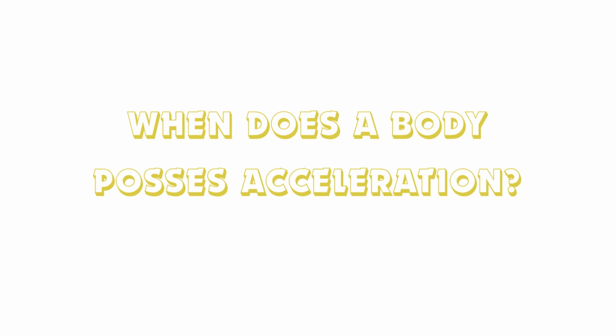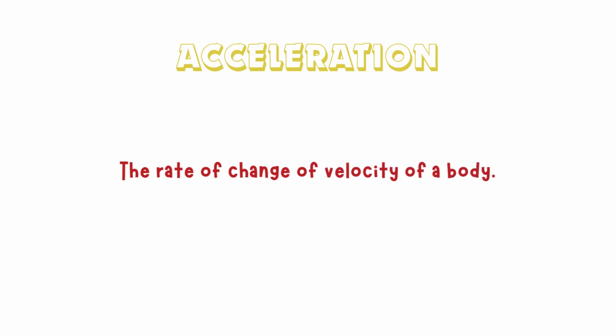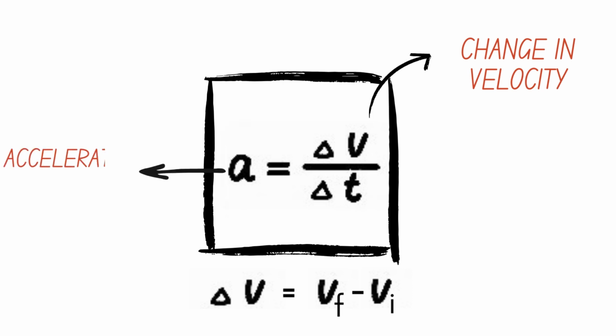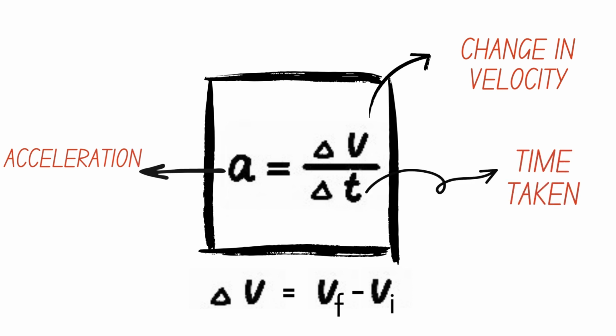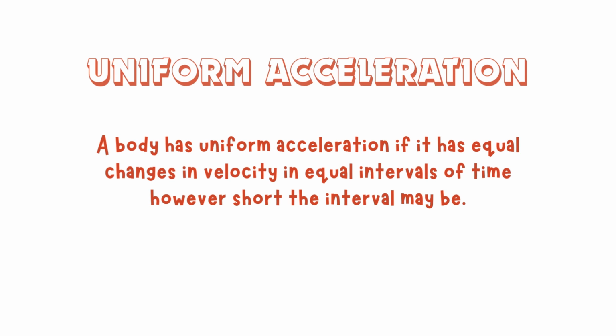When does a body possess acceleration? In many cases the velocity of a body changes due to a change either in its magnitude or direction or both. Acceleration is defined as the rate of change of velocity of a body. Here delta v is the change in velocity, where vf is the final velocity and vi is the initial velocity. The average acceleration of a body given by the equation is a during time t. Let the time t be divided into many smaller intervals of time. If the rate of change of velocity during all these intervals remains constant, then the acceleration also remains constant. Such a body is said to possess uniform acceleration.